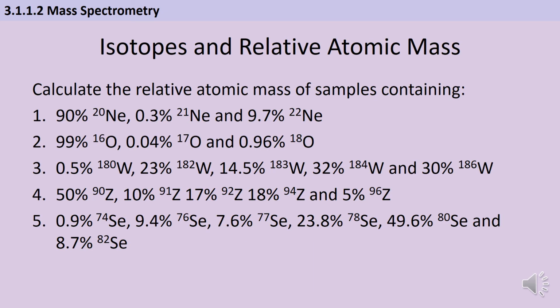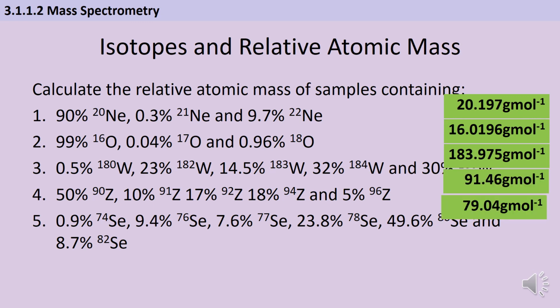In the next section, we're going to combine the mass spec data with some relative abundance data of isotopes. So before we start trying to put the two together, just pause the video and double check that you're happy calculating the relative atomic mass of each one of these samples. Hopefully that wasn't too tricky for you and you've managed to work out that the relative atomic masses are these.